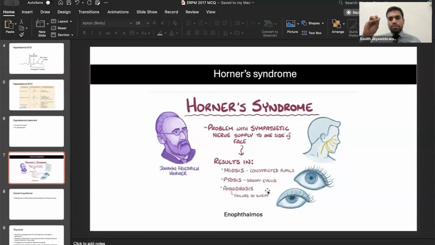Meiosis, constricted pupils; ptosis, drooping of eyelids; anhydrosis, lack of sweating in one part of the face. If both sides are affected, both sides show it. If only one side, there is ipsilateral anhydrosis and ipsilateral enophthalmos, where the eyeball shrinks and goes in. Okay.